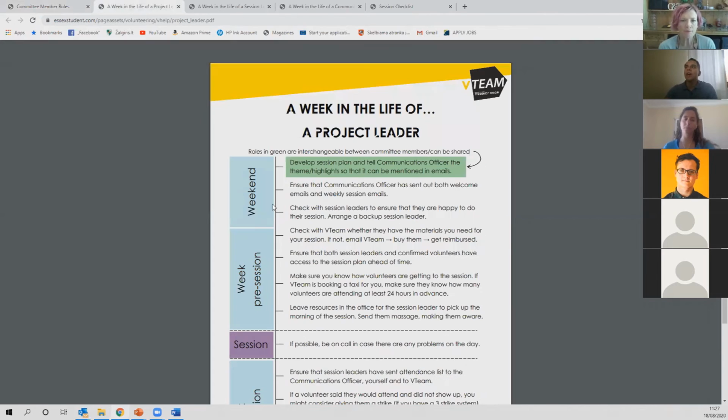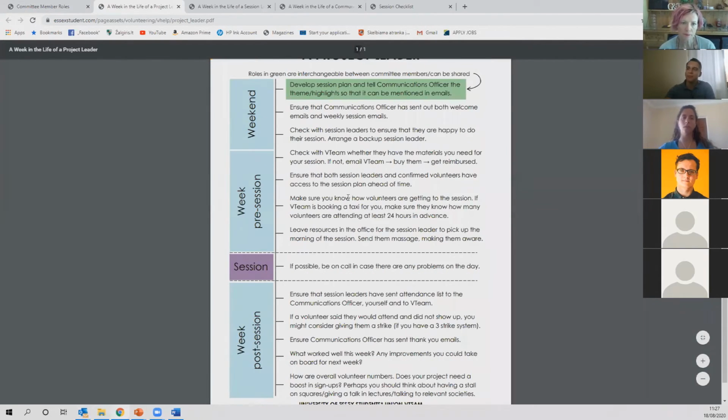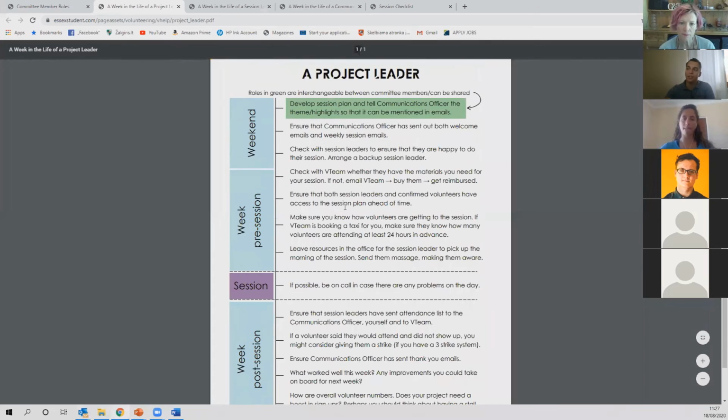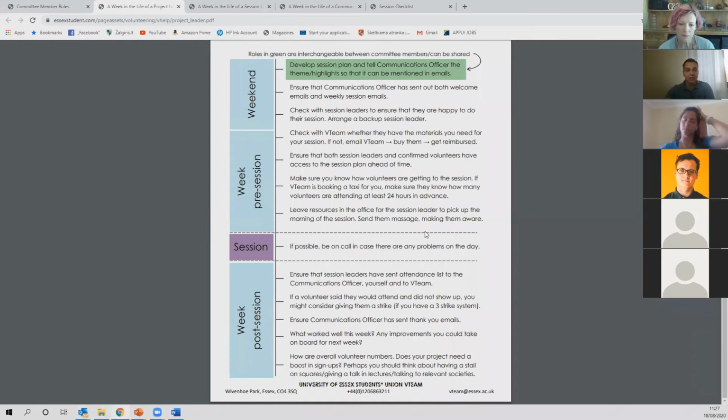Then there's a week in the life of a project leader. We go through a shortened version of the training materials with every single person in the committee during our training day, because then they can see that they are able to carry out the project leader's or session leader's roles. So again, this really helps us.